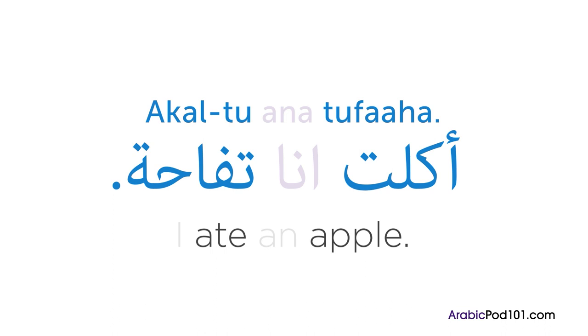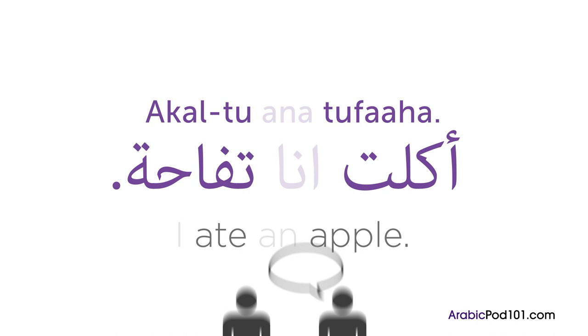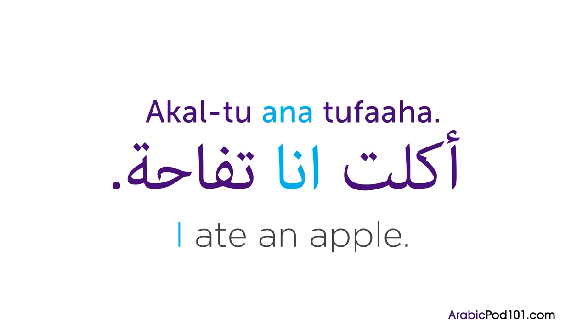أكلت تفاحة. In most situations, such as a one-on-one conversation, it's clear that the person who's speaking is the subject. In cases where it's obvious who or what the subject is, it's almost guaranteed that the subject will be omitted. And so you're left with أكلت تفاحة.